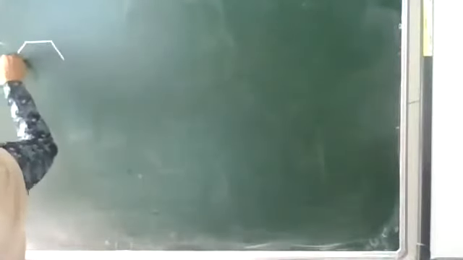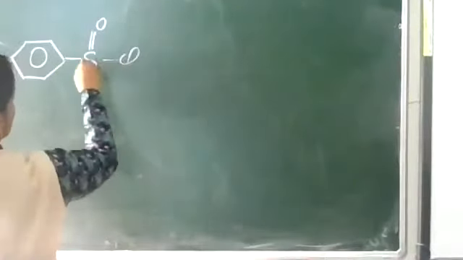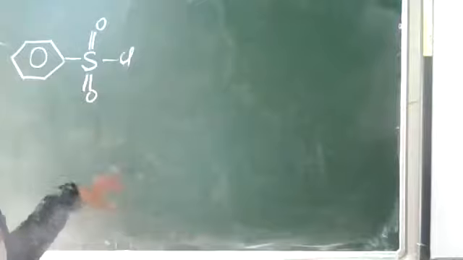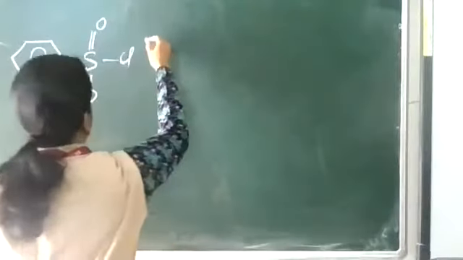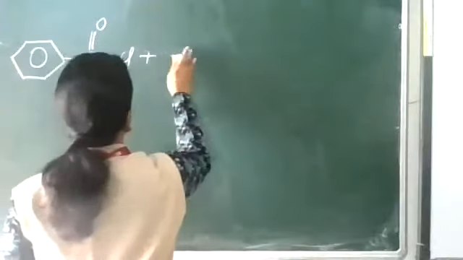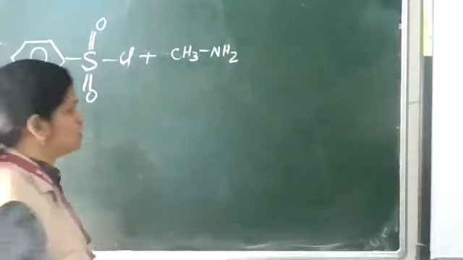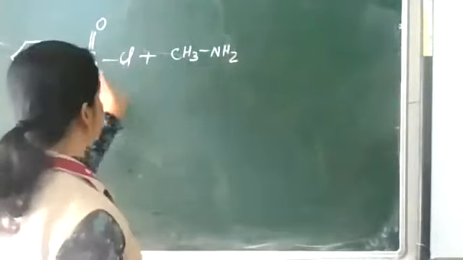Now see that. Benzene sulfonyl chloride, S double bond O double bond O, Cl. We are going to treat this with primary, secondary, and tertiary amines separately. With the primary amine, plus CH3NH2 or C6H5NH2, the H from here and Cl from here will go as HCl and the nitrogen will be connected here.